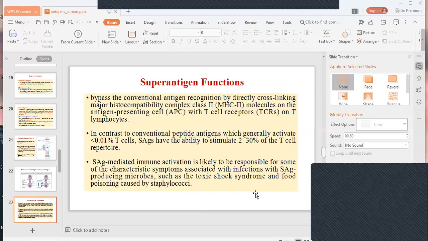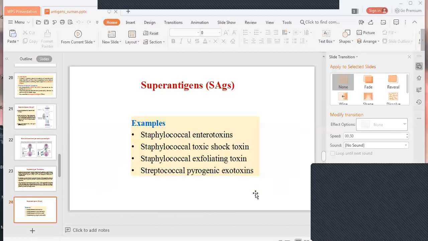So what are the superantigen producing microbes? Mostly Staphylococcus and Streptococcus. These are the bacteria that produce superantigens and cause poisoning. So this is the list: staphylococcal enterotoxins, staphylococcal toxic shock toxin, staphylococcal exfoliating toxin, and streptococcal pyrogenic exotoxins. These are the examples of superantigens.